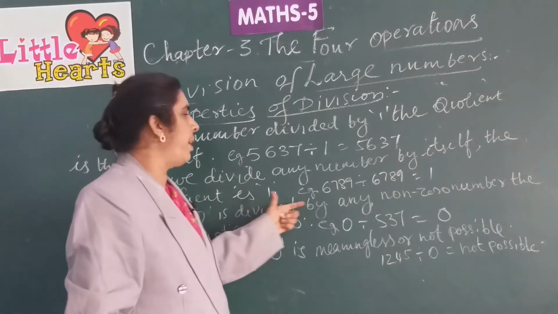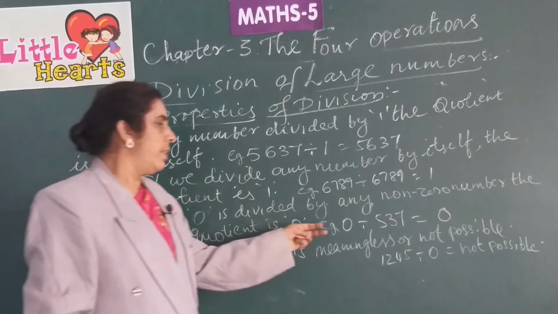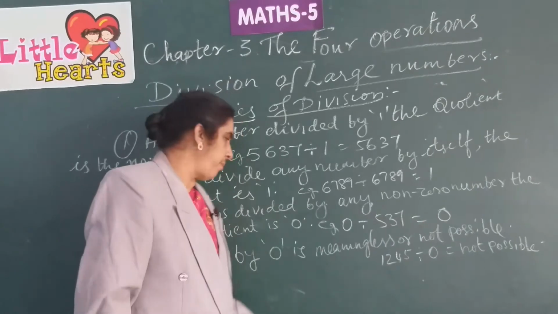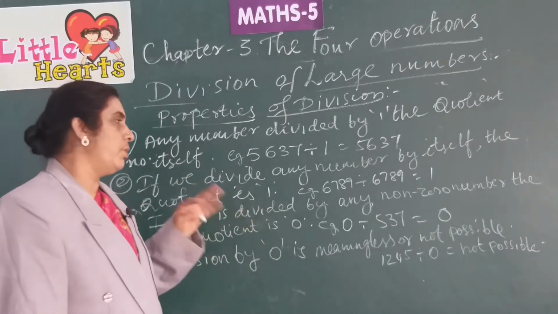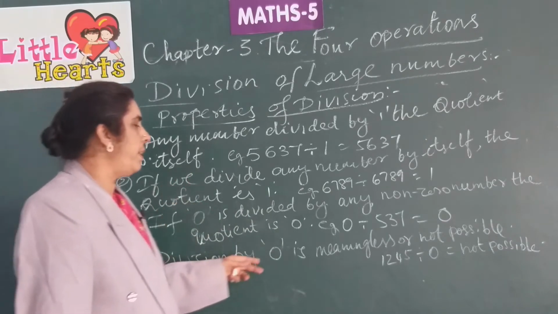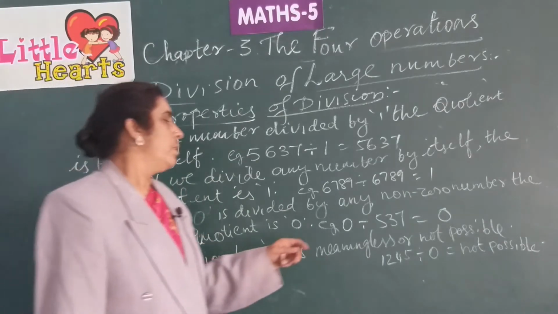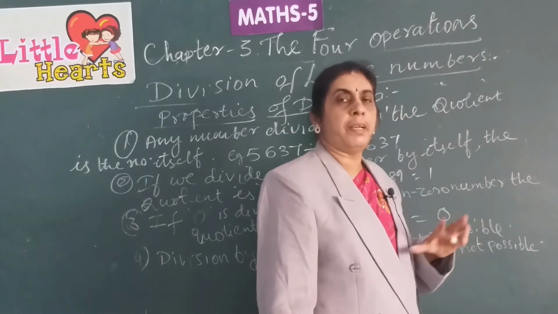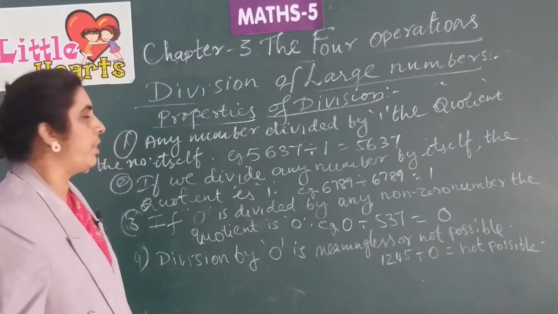If 0 is divided by any non-zero number, the quotient is 0. 0 divided by 537 equals 0. 537 zeros are 0, so the quotient will be 0. Division by 0 is meaningless or not possible. It's undefined. So 1245 divided by 0 is not possible. It is meaningless and undefined. These are the properties of division.